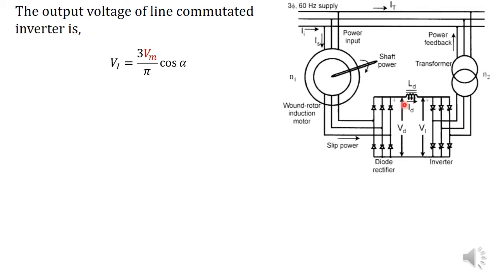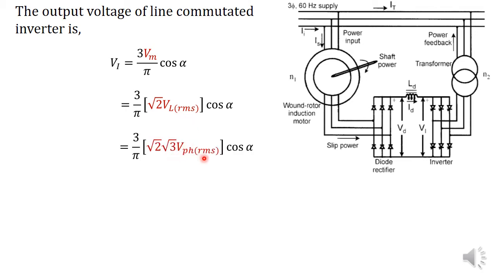This Vm indicates the maximum value of the line voltage. So the maximum value of line voltage is equal to root 2 times the RMS value of line voltage, and line voltage is equal to root 3 times phase voltage, and all these are the voltages at the transformer input terminals.